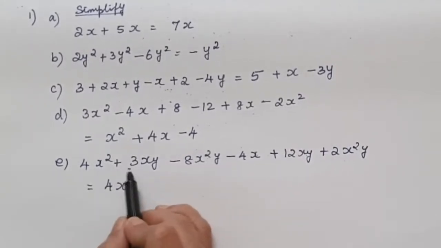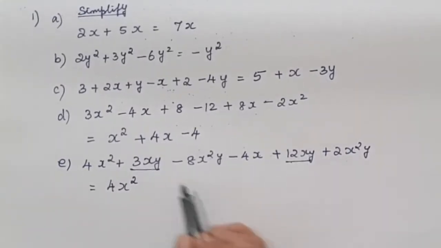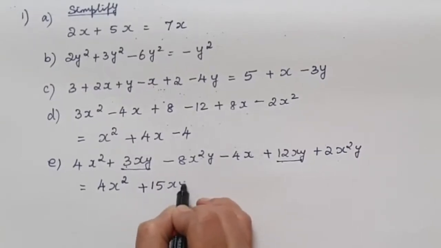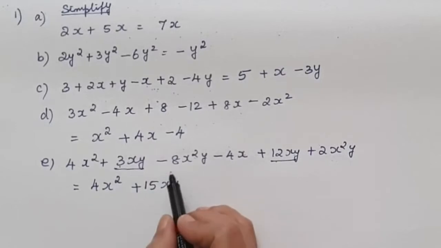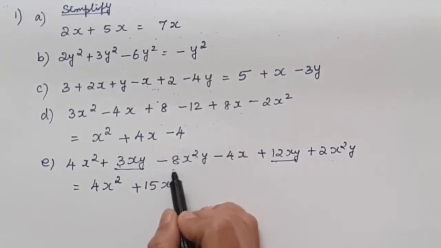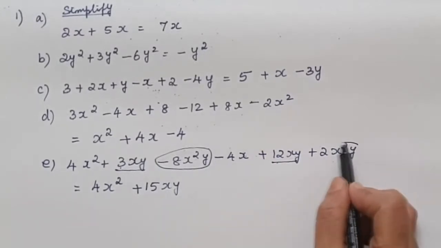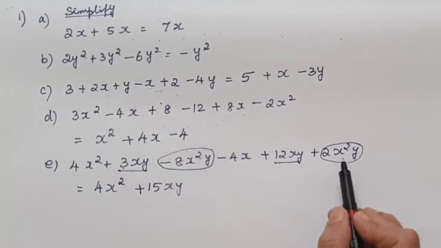Now here it is a 3xy. Is there any xy here also? There is an xy. 3xy and 12xy when we add, it is 15xy. 3 plus 12 is 15 and we write the coefficient. Now here, this is a minus 8x squared y and this is a 2x squared y. See, this is also x squared y, this is also x squared y.